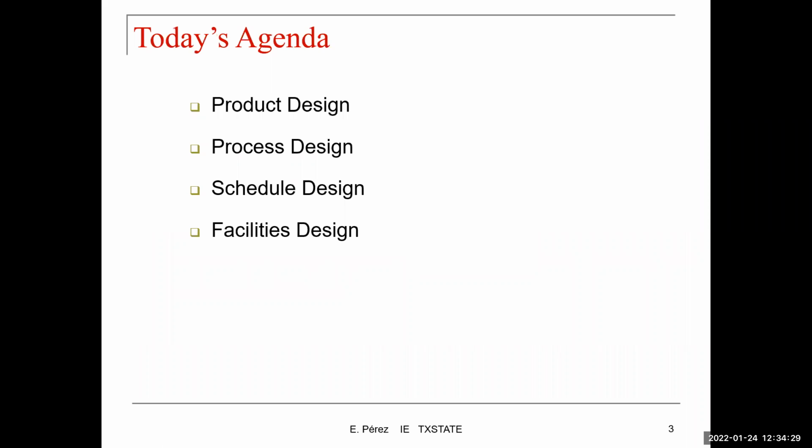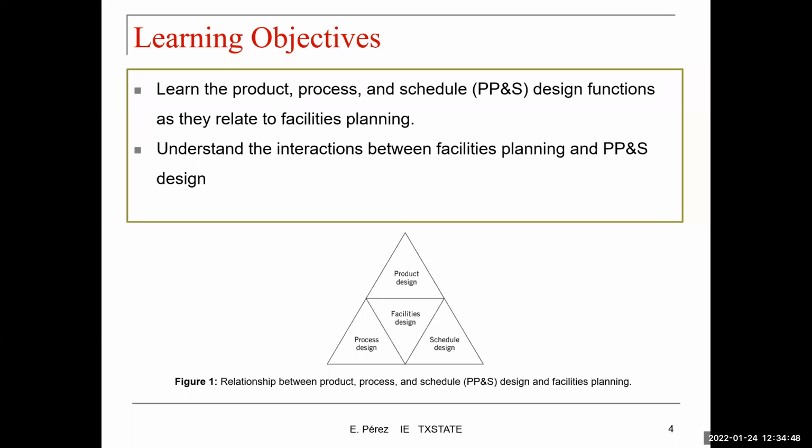For this particular lecture, we're going to be focusing on these 4 topics: product design, process design, schedule design, and facilities design. For today's session, we're going to look at the first 3 topics, and then we'll continue on the next session with the rest of the presentation. In terms of the learning objectives, we want to learn the product, process, and schedule design functions as they relate to the facilities planning. So each one of these pieces, product, process, and schedule, will have an impact on the way that we're going to design our facility. And that's what we want to understand in this lecture.